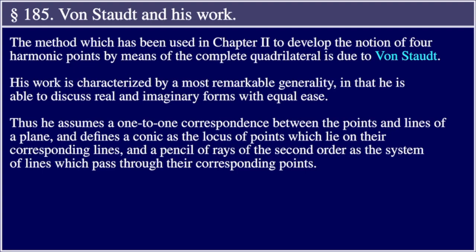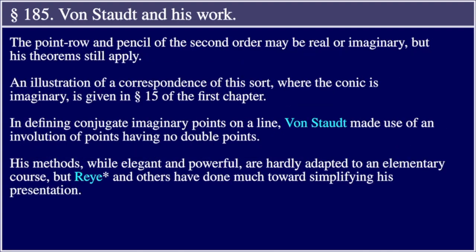Thus, he assumes a one-to-one correspondence between the points and lines of a plane and defines a conic as the locus of points which lie on their corresponding lines, and a pencil of rays of the second order as the system of lines which pass through their corresponding points. The point row and pencil of the second order may be real or imaginary, but his theorems still apply. An illustration of a correspondence of this sort, where the conic is imaginary, is given in section 15 of the first chapter.